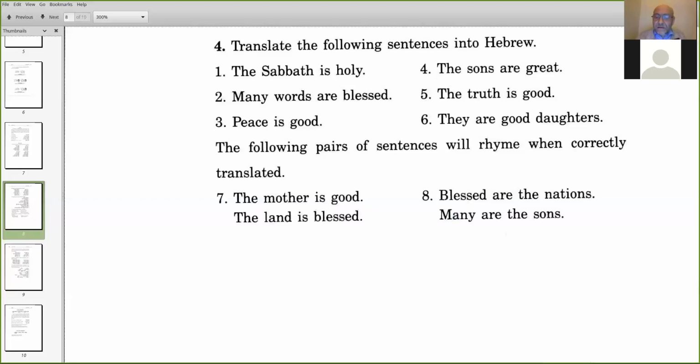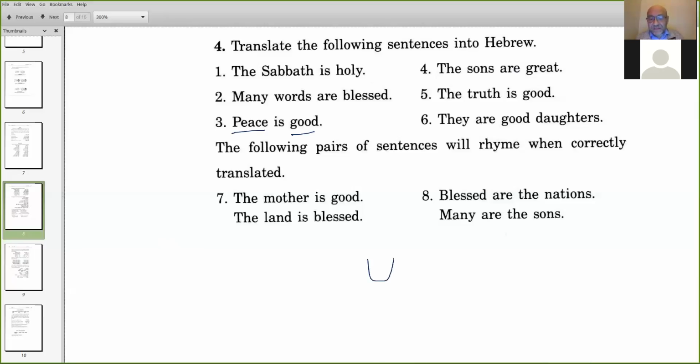Now, number 3 is a little easier, I think, for us. We have "peace is good," okay? Now, remember, in order to make this grammatically correct, we need it to say "peace, it is good," which we have to figure out whether or not, what gender we're talking about here, okay? So shalom, we are looking at a masculine, okay? So let's start out with shalom for peace, okay?